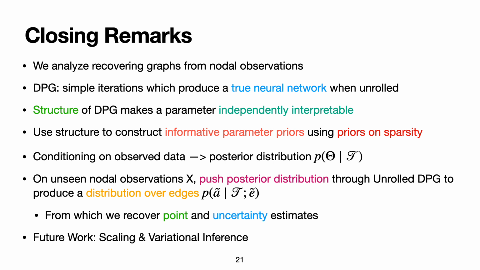And in the future, there's lots of things to do, but the most important one is scaling. Sampling based methods tend not to be super scalable, and so this is where people tend to turn to variational approaches to scale to much larger data sets and graphs.